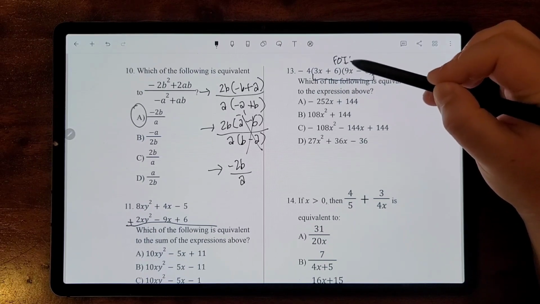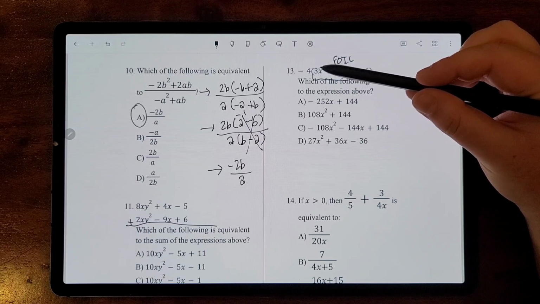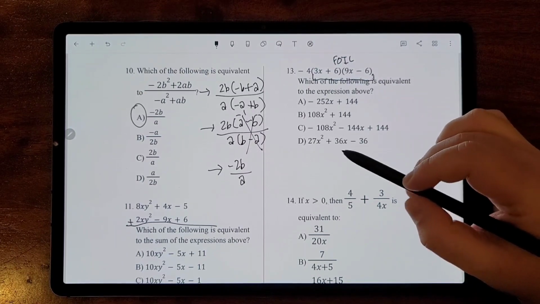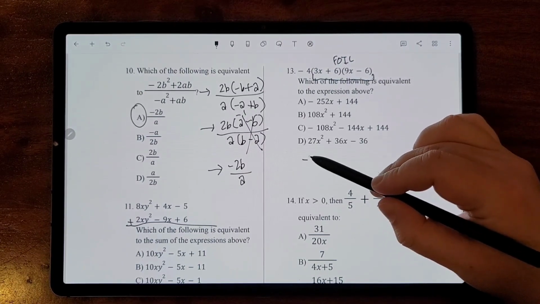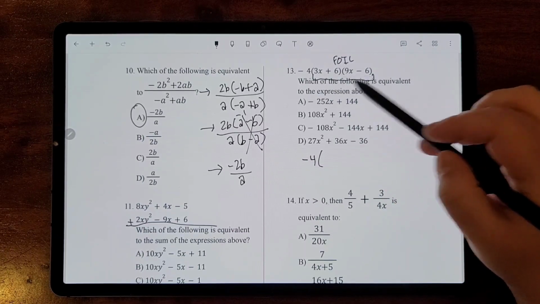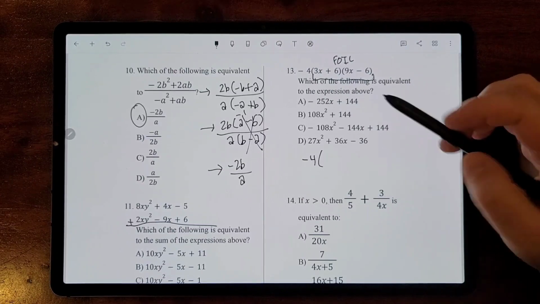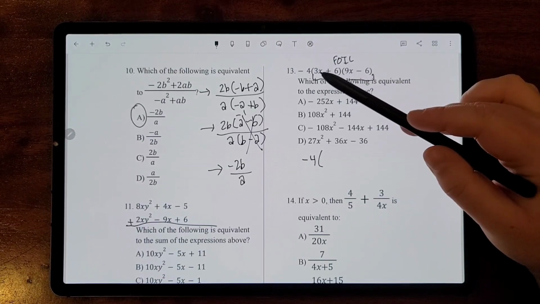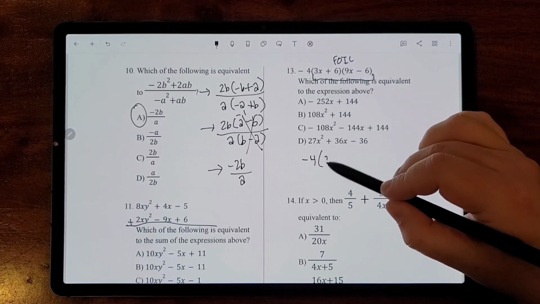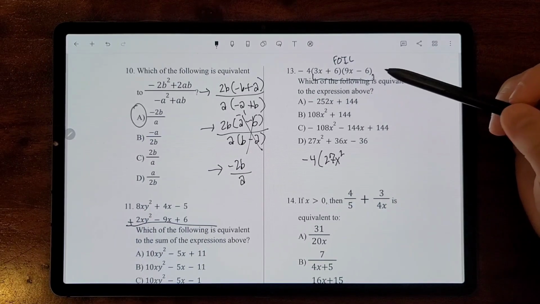Remember, FOIL is the acronym that stands for what we multiply. So F, we're going to multiply the first things. 3x times 9x is going to be, and I'm going to just put the -4 out here so I don't forget it, but I'm just FOILing the parts that are in the parentheses being multiplied by each other. So 3x times 9x is 27x squared.